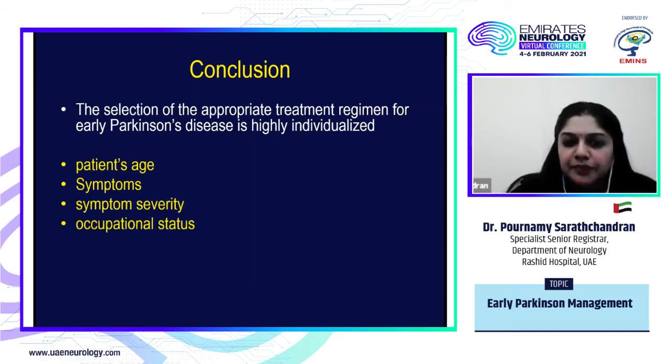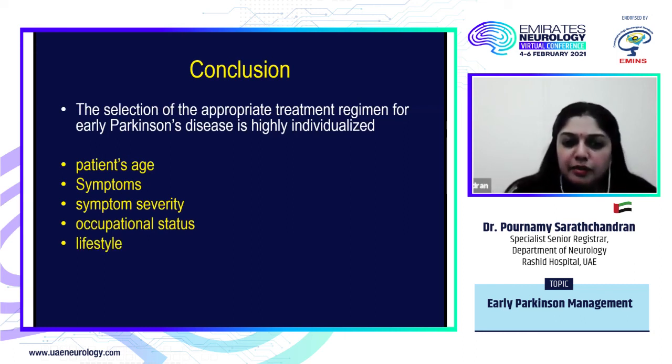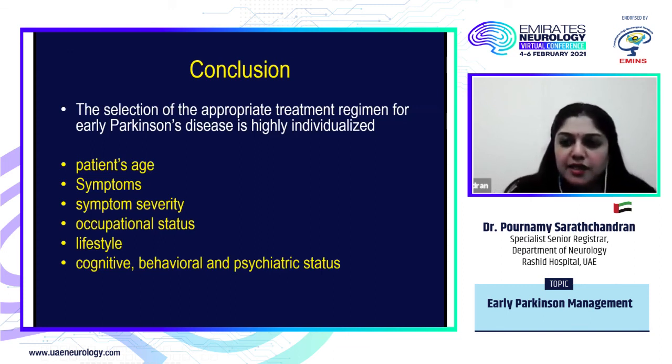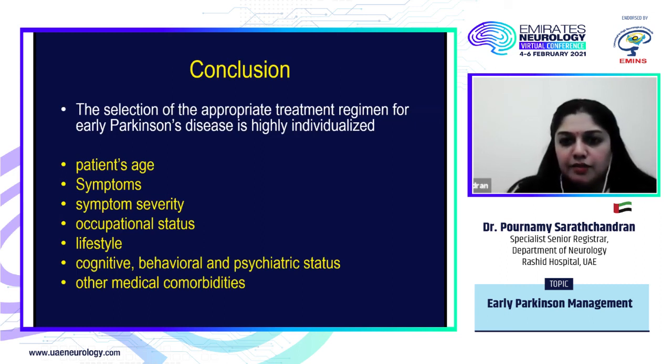Symptom severity and occupational status: those who work on machinery, those who are pilots or car drivers, it is better to avoid a dopamine agonist. Depending upon the lifestyle, cognitive, behavioral, and psychiatric status, those who have significant cognitive or psychiatric symptoms, it's better to start with plain levodopa rather than combination therapy or a dopamine agonist. Other medical comorbidities, including renal and liver function, also have to be kept in mind.